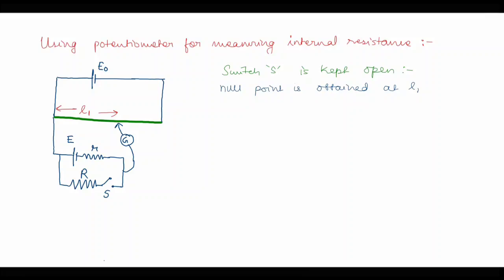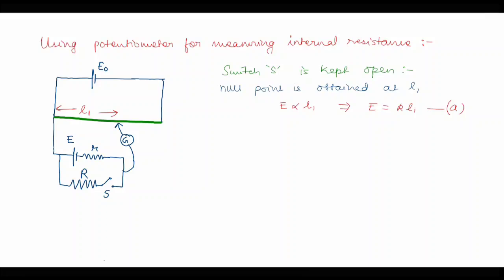And the EMF E, from the previous concept which we have learned, the potential gradient is equal to a constant. So I can say that EMF E is proportional to L1, and hence I can write from here that E equals K times L1, and this will become equation A for me.